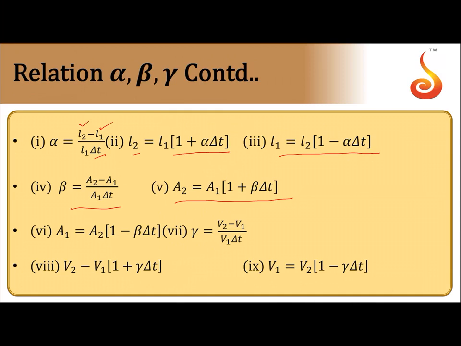So A1 is equal to A2 into (1 minus beta delta T). In the same way, gamma is equal to (V2 minus V1) divided by (V1 delta T). V2 is equal to, not minus, V2 is equal to V1 into (1 plus gamma delta T), or V1 is equal to V2 into (1 minus gamma delta T). So these relations will be useful for problem solving.